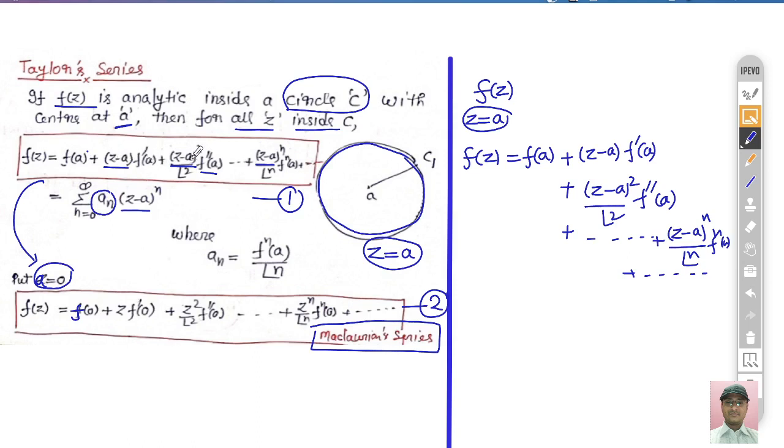If you put a is equal to 0, it will be f(0) plus z f'(0) plus z square upon factorial 2 f double dash 0, dot dot dot, it goes up to (z minus 0) raised to the power n upon factorial n, f n, the nth derivative at 0, right? So this is called Maclaurin series, and we expand this Taylor series basically about the origin, a is equal to 0.